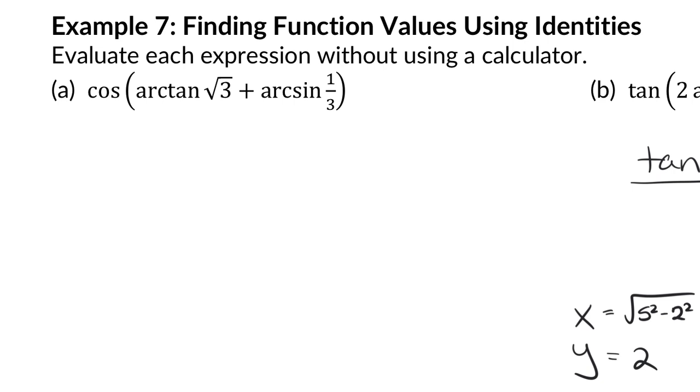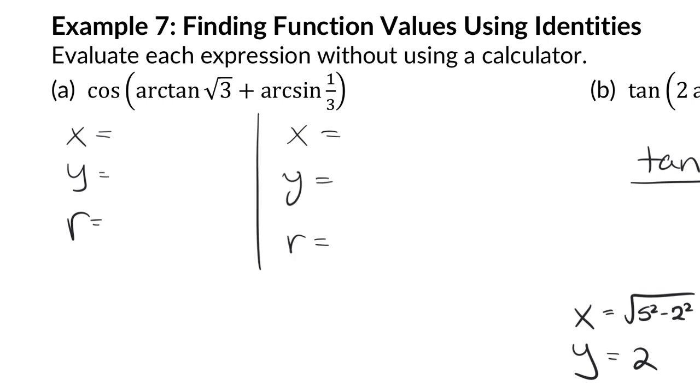Cosine of arctangent square root 3 plus arcsine of 1/3. Here's the problem. You see how those numbers are not the same in the arctangent and arcsine? We have two angles. So we're going to have the first angle. We need an X, a Y, and an R. Then we need the second angle. We need an X, a Y, and an R. We have to do it twice, because those aren't the same number. If they were the same number, like they were in part B, we'd only have to do it once.